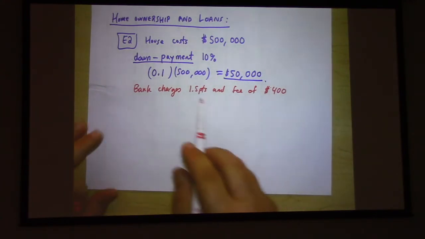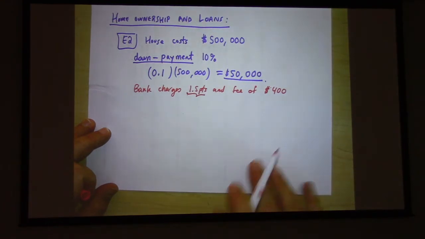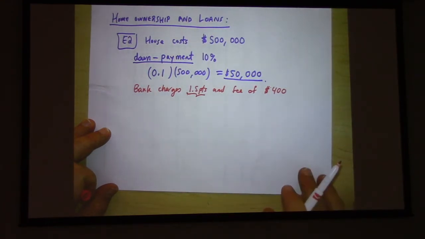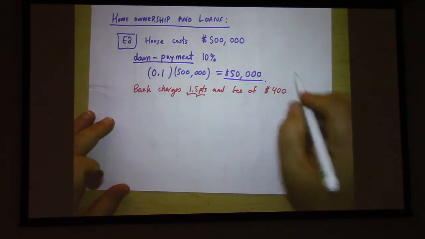So what does 1.5 points mean? That means you have to pay 1.5% of the cost of the mortgage. So what's the cost of the mortgage here? Is it $500,000? It's not, because you're paying $50,000 up front, so you don't have to pay points on that $50,000. You would just have to pay points on the mortgage amount. So the mortgage amount is what?